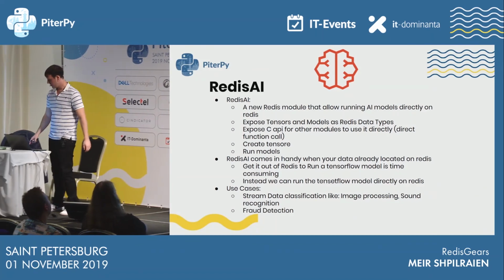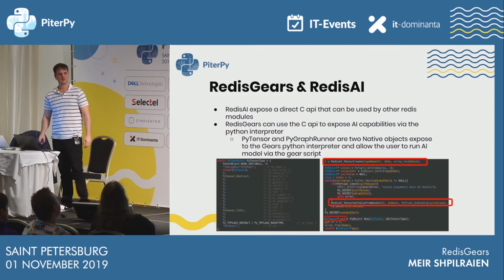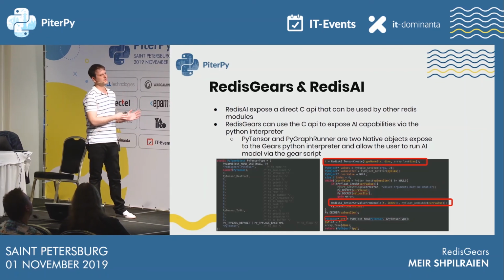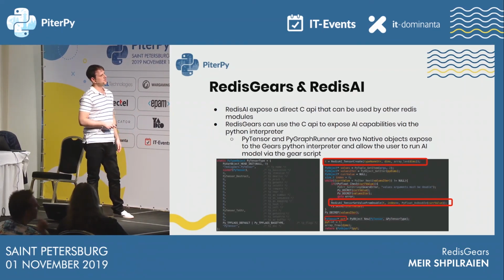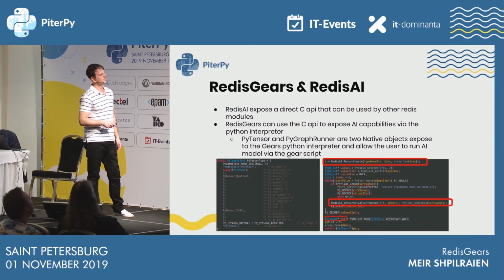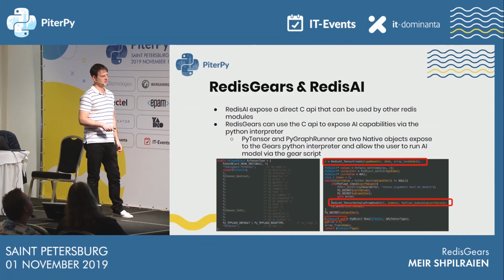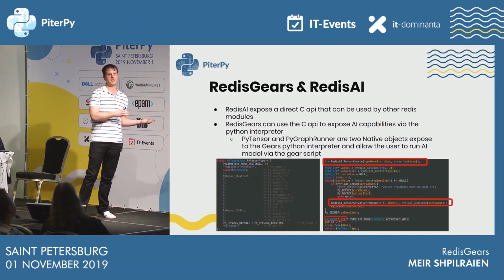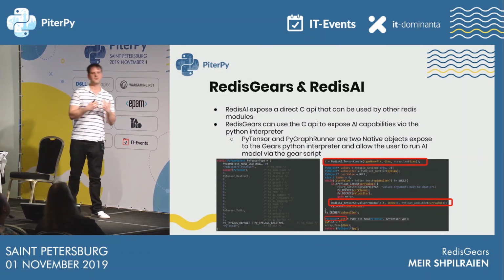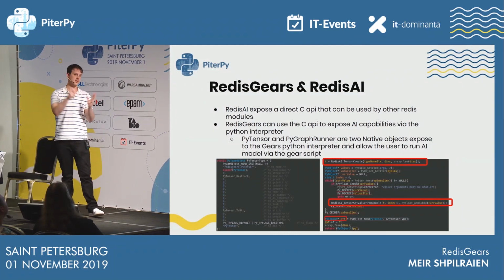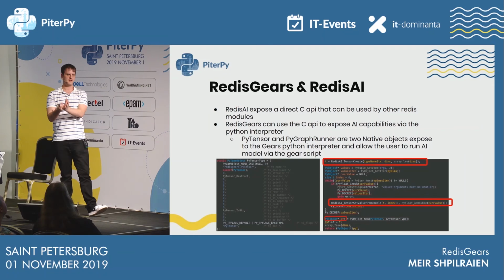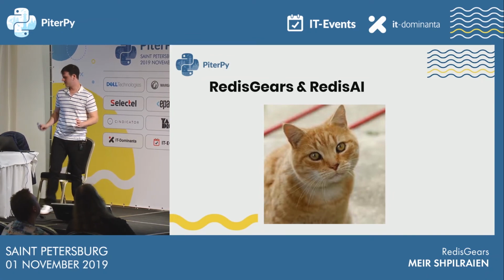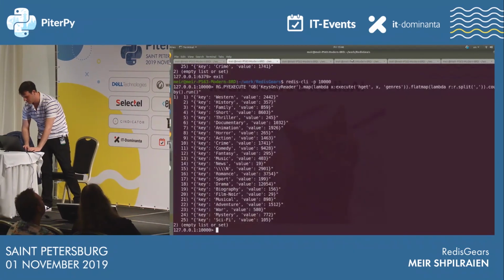And if you combine Redis AI with RedisGears, you can achieve much more. Because Redis AI also exposes a C API that can be used by RedisGears to classify data. So here, for example, you can see that I'm calling a Redis AI function directly in RedisGears code. So those two modules can cooperate together to achieve much more. For example, RedisGears can allow you to change your data before you send it to Redis AI. If you have an image, you can resize it with RedisGears and then send it to Redis AI for classification. And this is exactly what we did in my last example. And I want to show it to you.